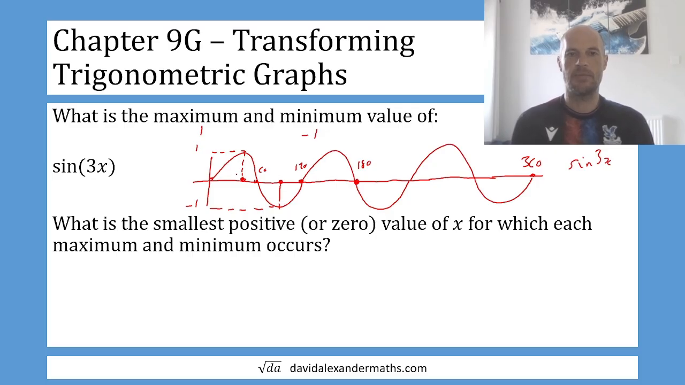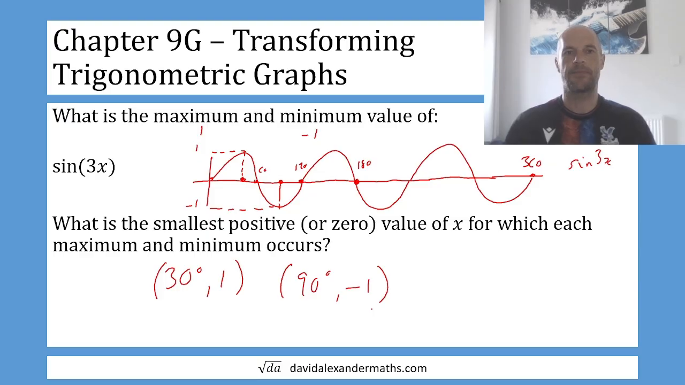Now this maximum here is halfway, okay, it's not drawn brilliantly, it doesn't look halfway through, but it's halfway between 0 and 60, so that is 30. So at 30 degrees we're getting that first maximum of 1, and 60 plus 30 is 90, so at 90 degrees we're getting our first minimum.